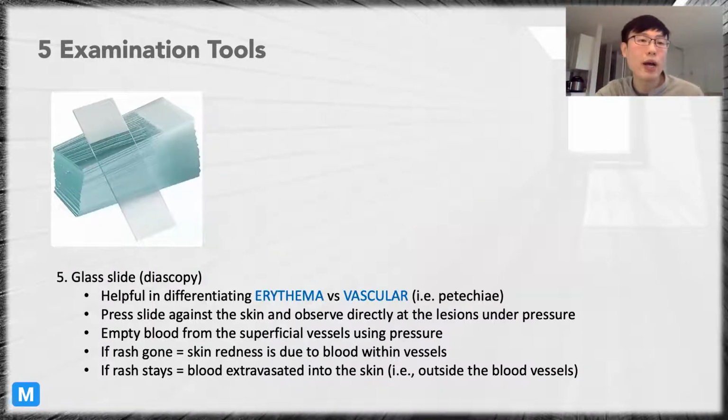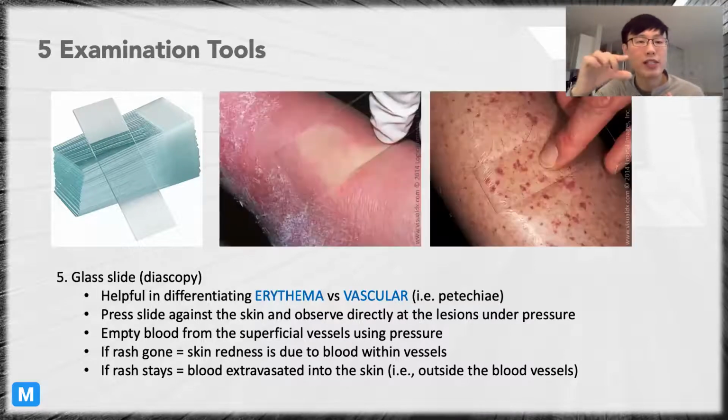And then the last one is diascopy, which is basically using a glass slide. It is very helpful in differentiating erythema versus vascular lesions, I mean petechiae. And how you do it is you take the slide and press it against the skin and observe under the slide to see how it looks. Does the rash go away or does the rash stay? Because this is really helpful to differentiate where the bleeding is.